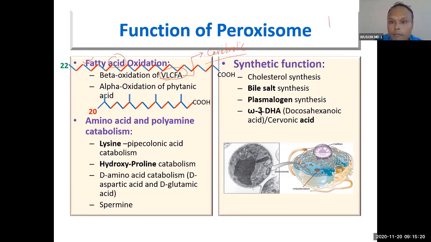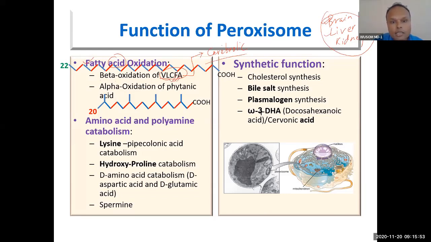So understood? Brain, liver, and kidney have high number of peroxisome because they require peroxisome in very high quantity. So remember these three organs: brain, liver, and kidney. They function in your nervous tissue, and don't forget liver and kidney also. But nervous tissue has much higher amounts of very long chain fatty acid. That is why I'm taking reference of nervous tissue. So, very long chain fatty acid.